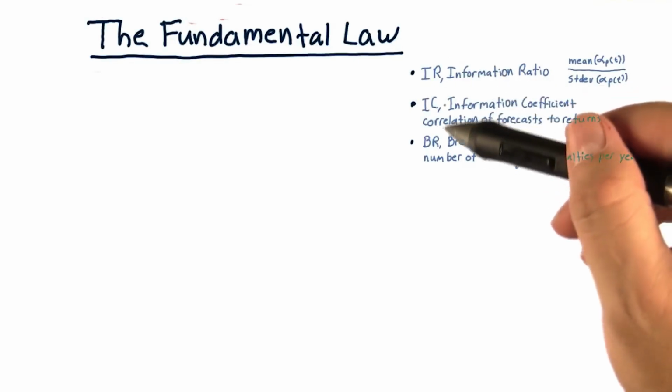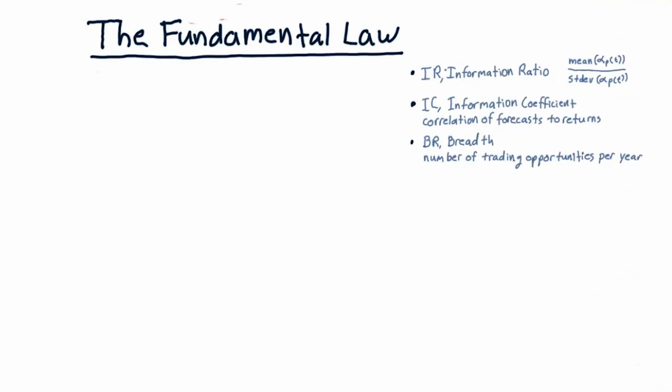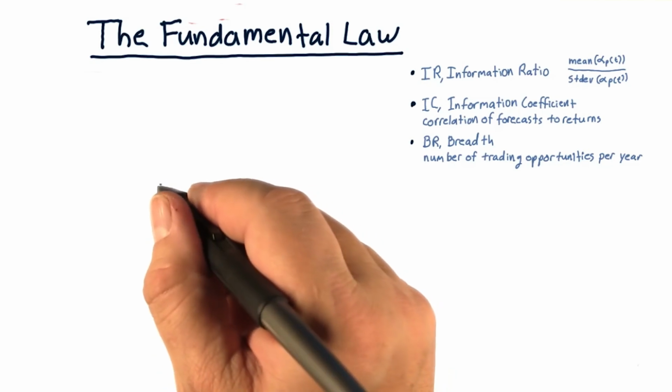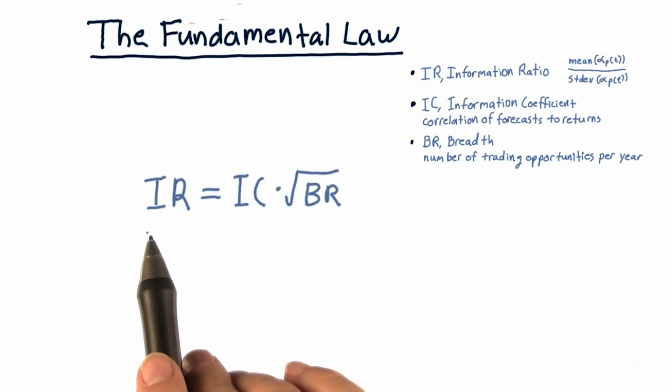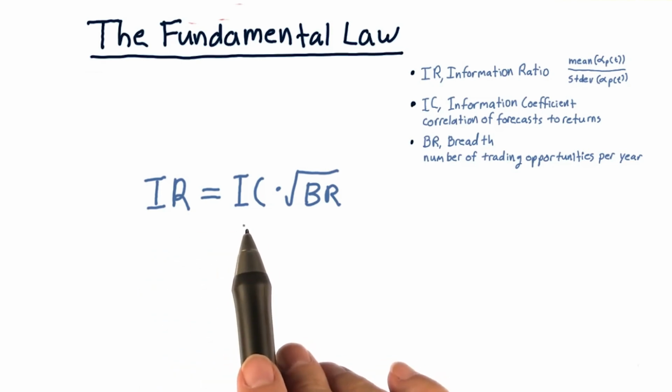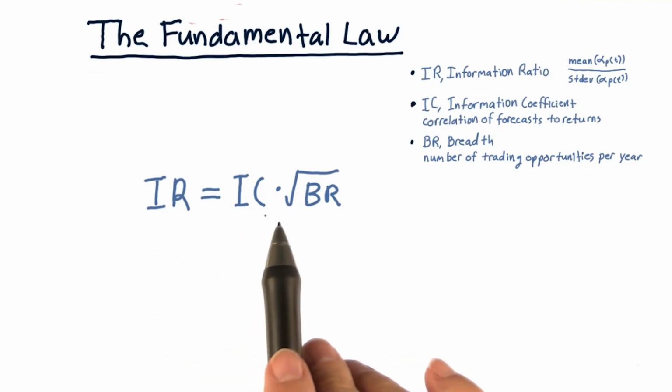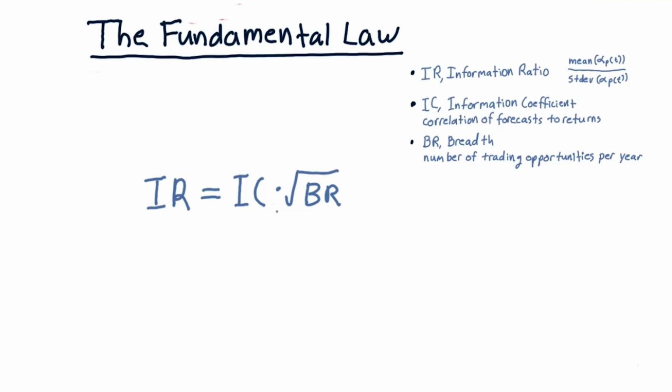Now that we've introduced these factors and defined them, we're now able to describe the fundamental law as expressed by Richard Grinold. And it's simple. It's just this. He was able to show mathematically that information ratio is equal to information coefficient times the square root of breadth. I'm going to just present it without proof here and encourage you to go look at Grinold's book if you're interested for more detail.